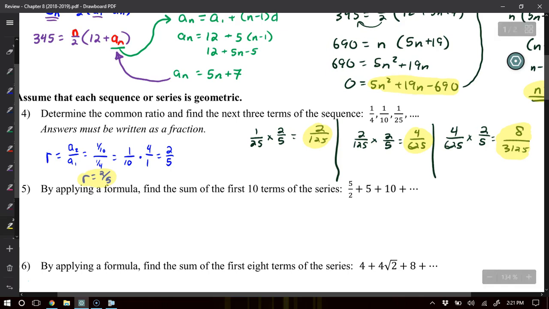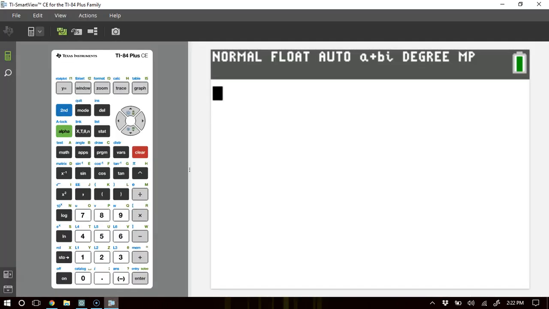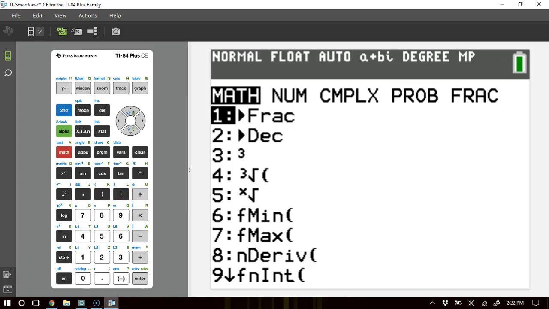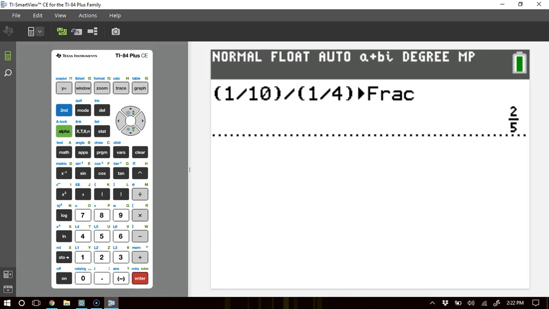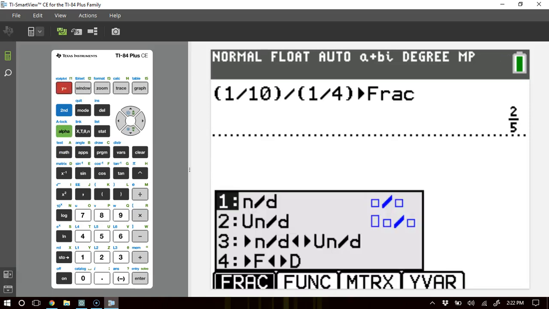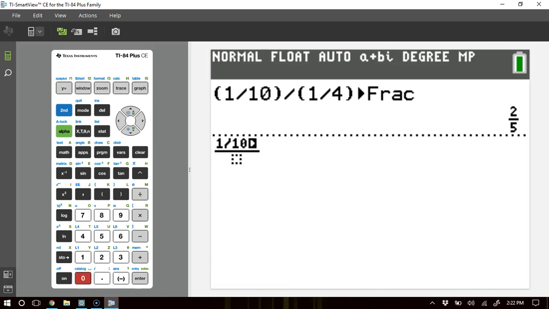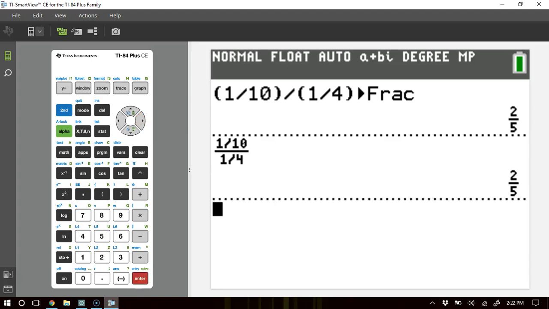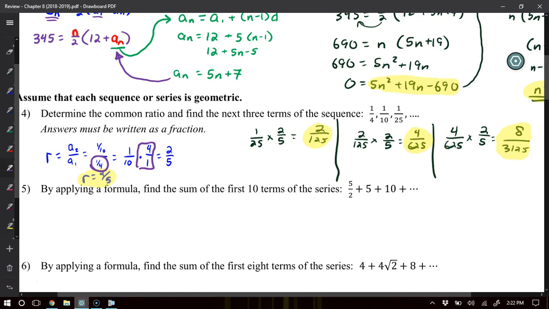Now, the hard part for some people is going to be to go through and do the math. But you have to realize when you're dividing by a fraction, that's not a pre-calculus skill. You should know you're supposed to flip it and change to multiplication. If you use your calculator, you can do parentheses 1/10 divided by parentheses 1/4, and then hit the math fraction button. And there's your 2 fifths. You could also do the alpha y equals and do 1/10 divided by 1/4 and just hit enter, and it'll automatically give you 2 fifths as well. So you can use your calculator to help you out for that one.